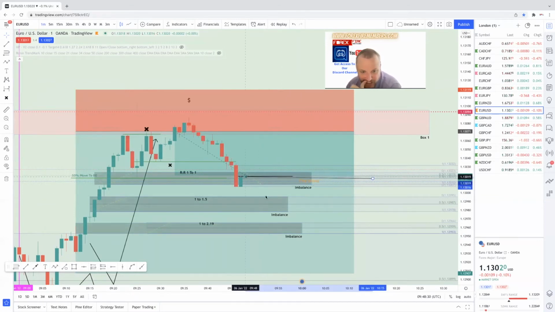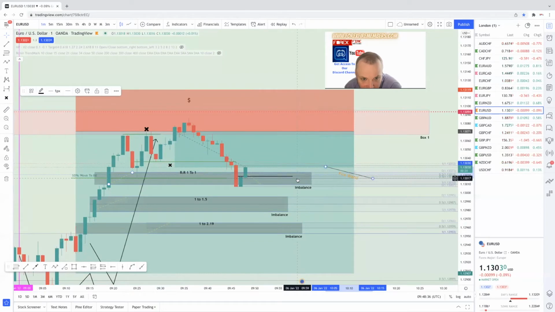I would like to see a rejection off it to come down to the lower one, to be fair, but it doesn't look like it's going to do that, to be honest. So it's still within the zone of this candle here. So this high to low of this candle, it's still working within the zone of that. Is it going to break through that?